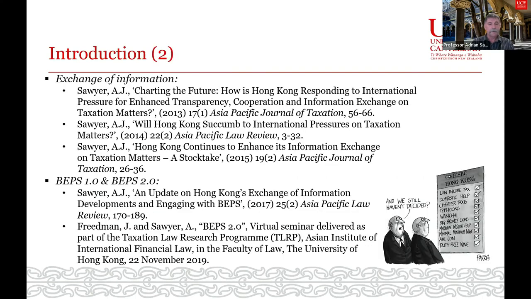I've also looked at an area which started with BEPS and followed on, which is the exchange of information, where I've looked at how Hong Kong has responded to the pressure it was receiving to be involved in information exchange, with a number of publications there, and more recently, starting to look at BEPS 1.0 and 2.0.